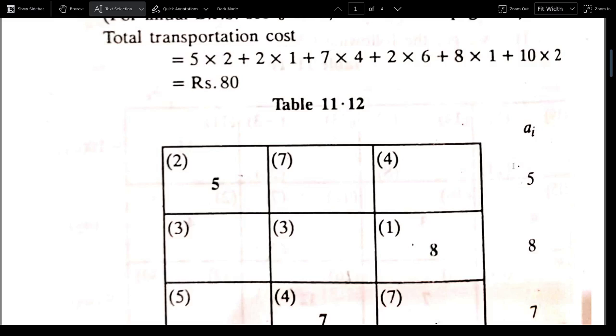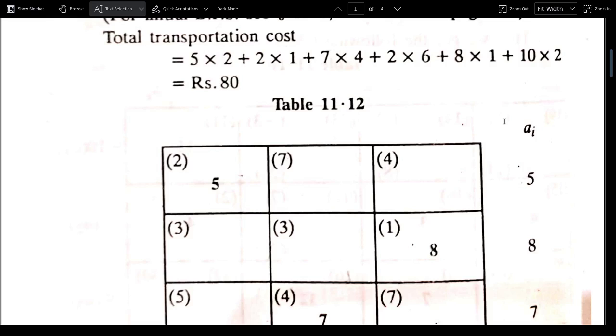This one I have given already. So up to table number 11.12, this is okay. Earlier I have given this. After applying Vogel's approximation method, what happens? We get the transportation cost: 2 into 5 plus 2 into 1 plus 7 into 4 plus 2 into 6 plus 8 into 1 plus 10 into 2. So the total will be rupees 80. So this is up to Vogel's approximation method.